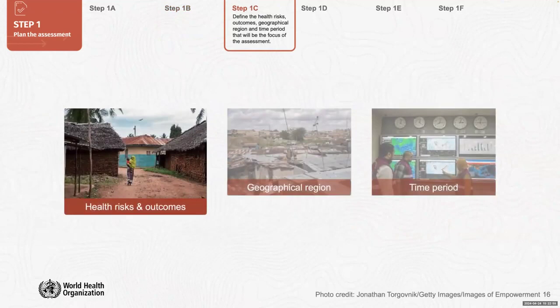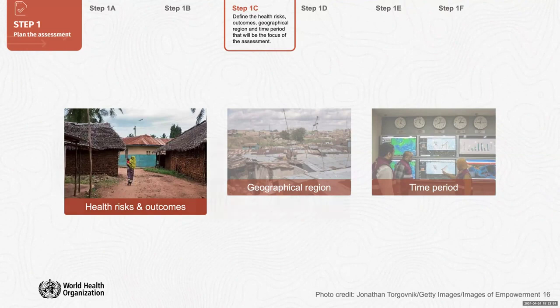So we also have in step 1C, the health risks, the outcomes, the geographical region, and the time period that would be the focus of the assessment. So in this case, for example, regarding health risks, we would want to see what is the expertise that we need in the project team given the health risks or the health outcomes that we're having. So if you're having malaria, you will think we need an entomologist. If it's a heat health issue, you will want to have persons that understand about cardiovascular diseases, etc. So that would help you to link the health risk with the health outcome and identify the key persons that you need to involve.